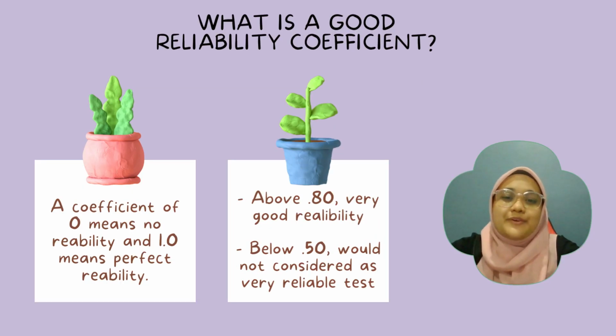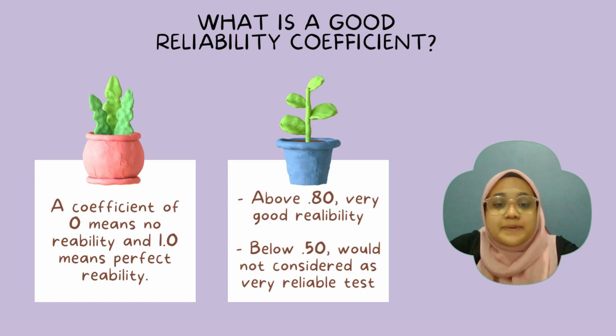So, what is a good reliability coefficient? A coefficient of 0 means no reliability and 1.0 means perfect reliability. Generally, if the reliability of a standardized test is above 0.80, it is said to have very good reliability. But if it is below 0.50, it would not be considered a very reliable test.